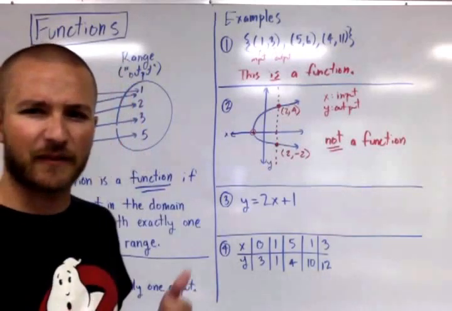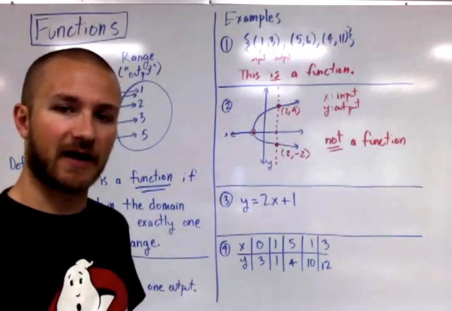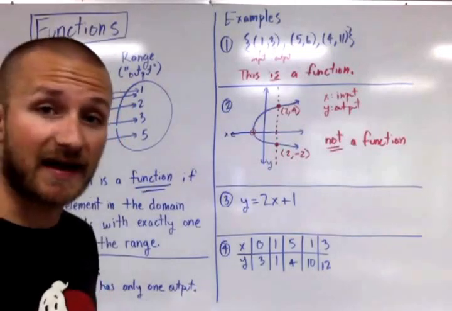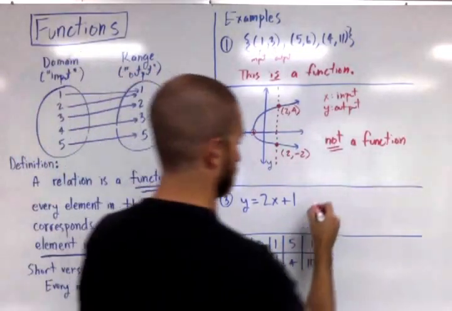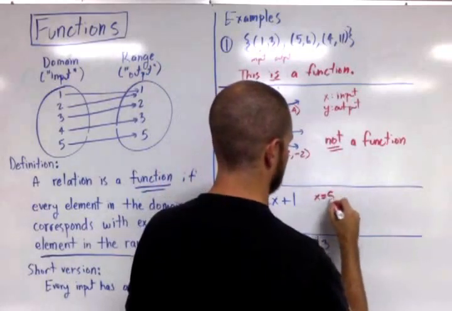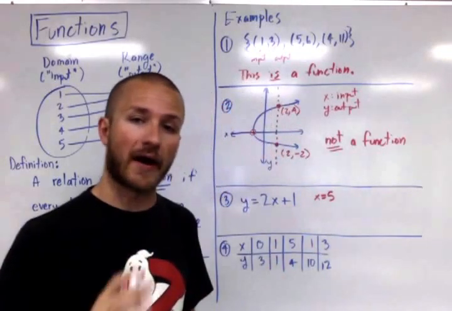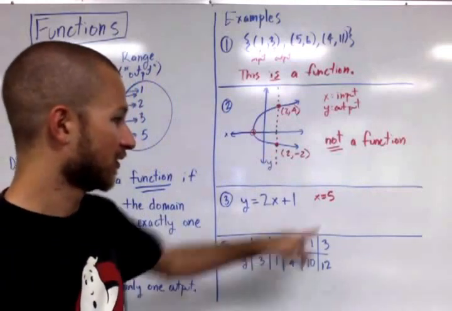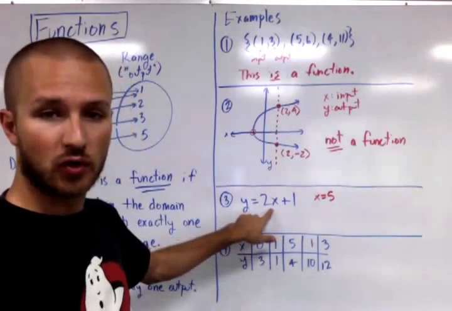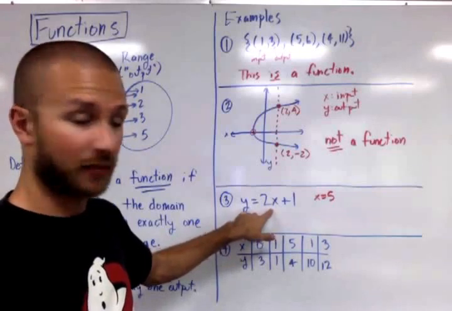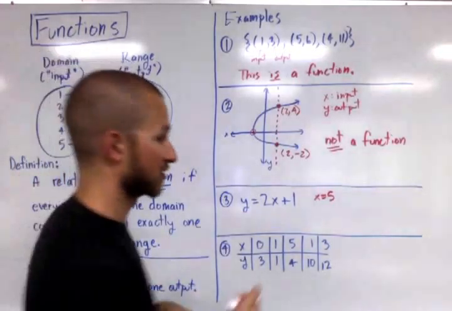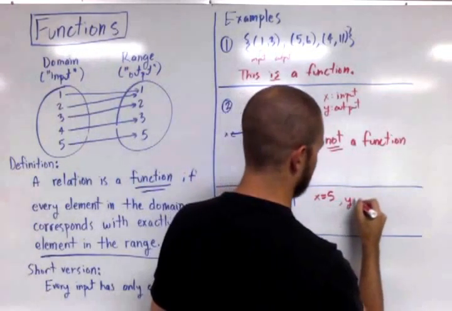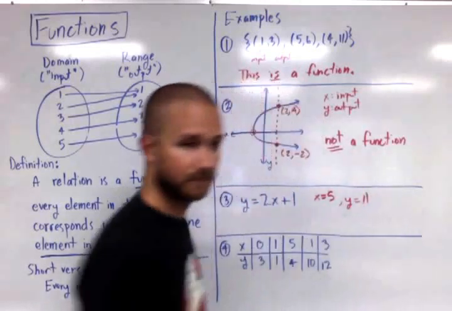All right. I'm going to start off by just plugging a number in to get the idea of how these work. So if I pick x equals 5, I want to find what y goes with that. What output would go with the input of 5? Well, I'd plug 5 right here. 2 times 5 is 10. 10 plus 1 is 11. So this would go with y equals 11.